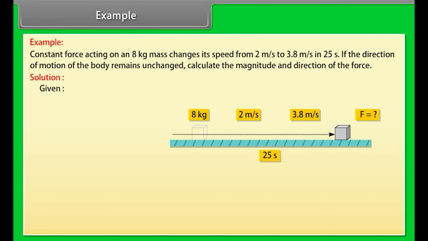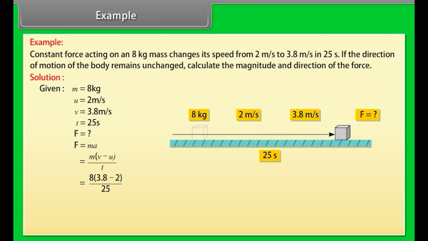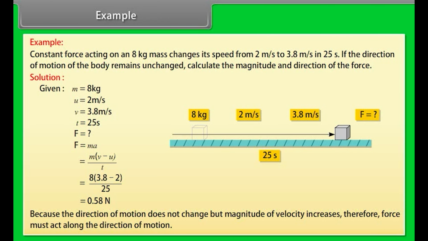Given values are: m is equal to 8 kg, u is equal to 2 meter per second, v is equal to 3.8 meter per second, t is equal to 25 seconds. F is equal to ma, which is equal to m into (v minus u) divided by t, which is equal to 8 into (3.8 minus 2) upon 25. Force is equal to 0.58 newton. Because the direction of motion does not change but the magnitude of velocity increases, therefore the force must act along the direction of motion.